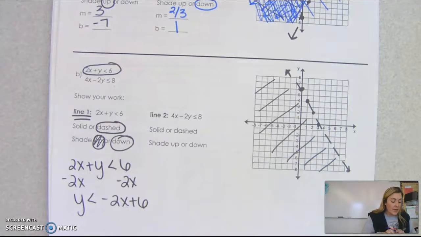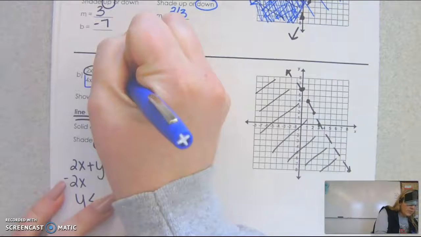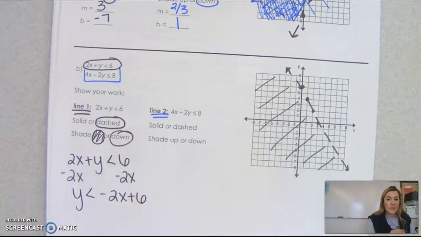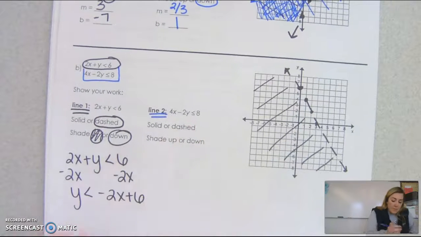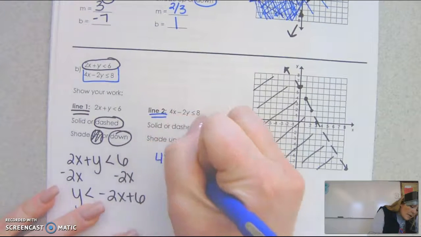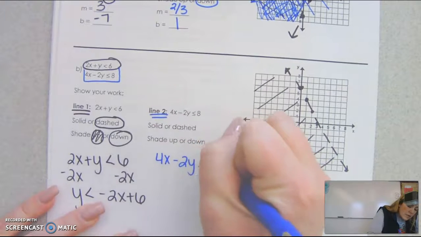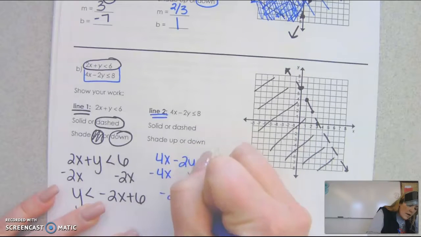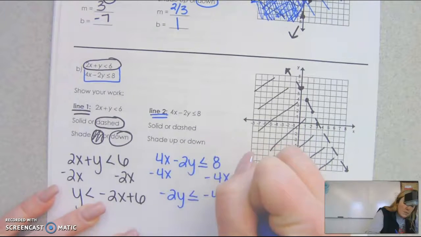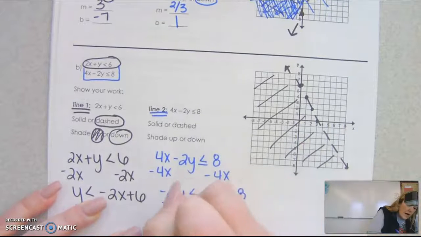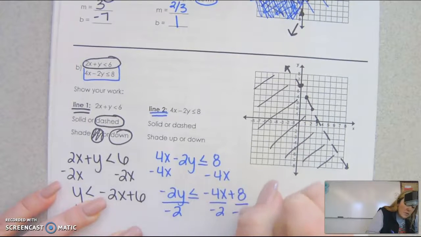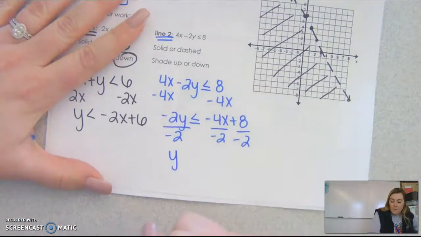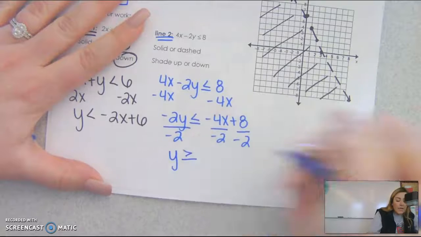Okay, now we're going to do the same thing for line 2. This one's going to be a little bit tricky. So before we decide anything, let's get the y by itself. So I have negative 2y is less than or equal to 8. I need to subtract the 4x. So negative 2y is less than or equal to negative 4x plus 8. Then I need to divide everything by negative 2. Here's why this can be a little bit tricky, because when I divide by a negative, my sign flips.